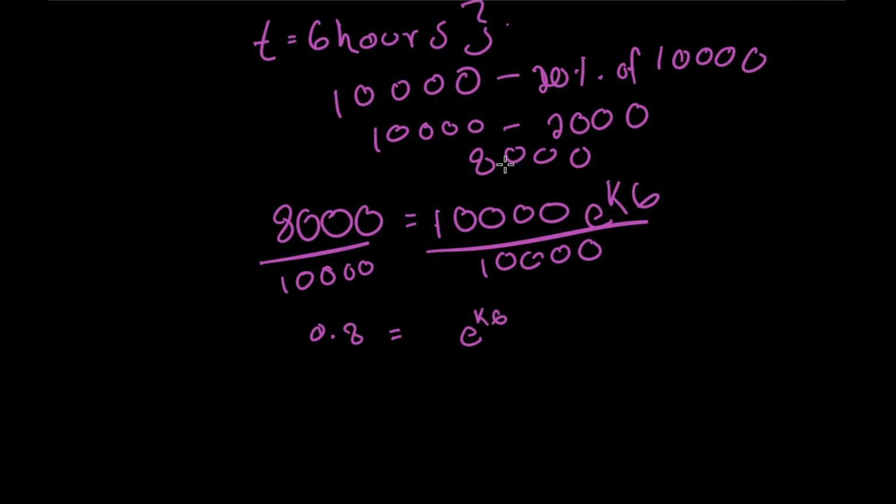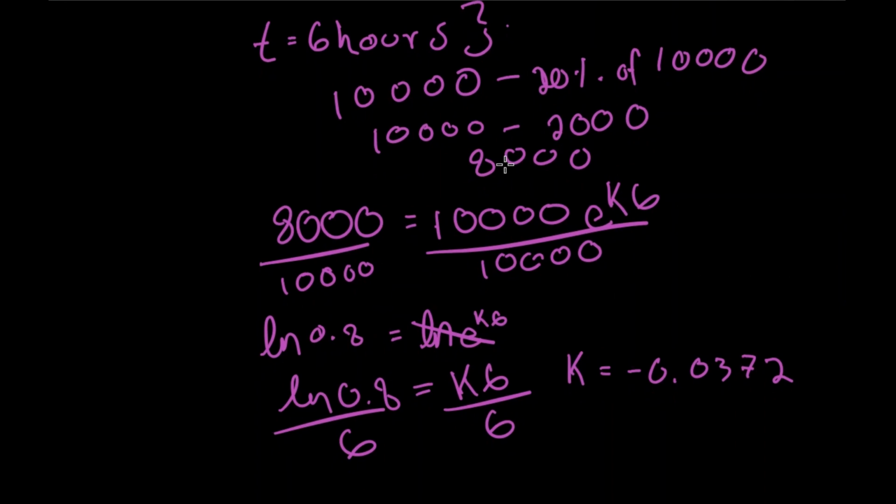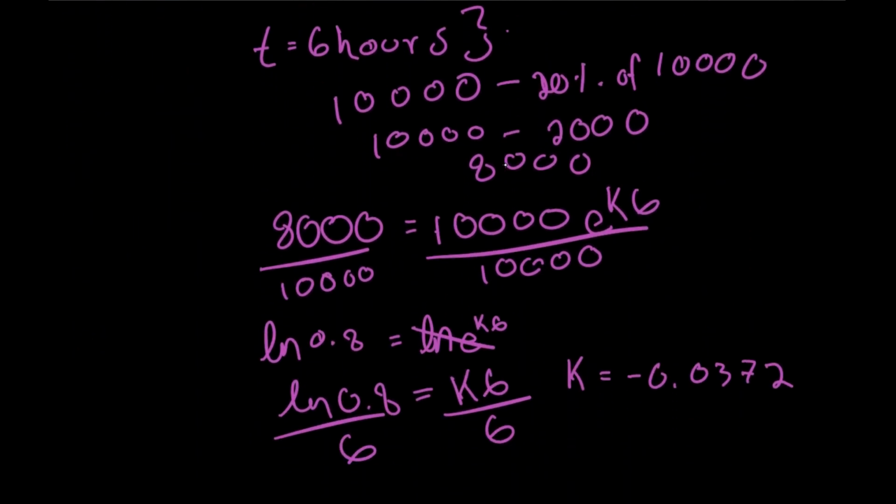To remove this e, we take the natural log of both sides. The natural log and the e cancel, and the exponent comes down. So the natural log of 0.8 is equal to k times 6. To isolate k, we divide both sides by 6, and we get that k is equal to negative 0.0372. We can partly check that it is correct because the problem says the culture decreases, so our k value has to be negative, and it is.